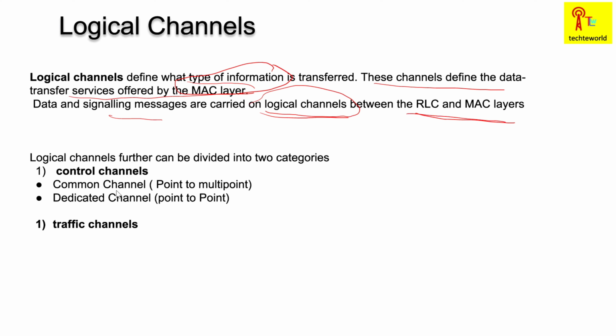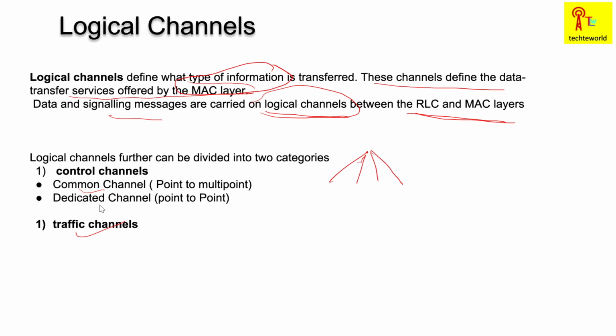And if you see here, the logical channel can be further subdivided into two: one is the control channel and then the traffic channel. What do you understand by common channel and dedicated channel? By the name only we can say that the common channel is common to all the users in a cell. So as it is common to all the users in the cell, it means that it is point to multi-point.